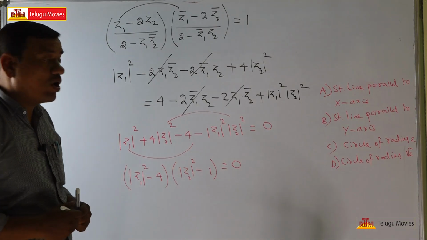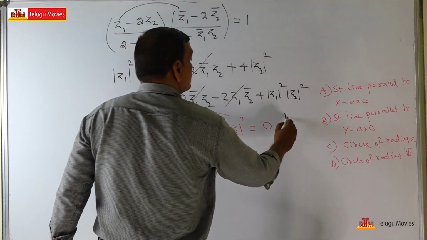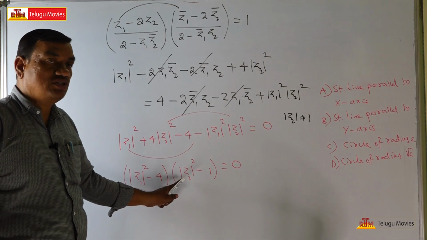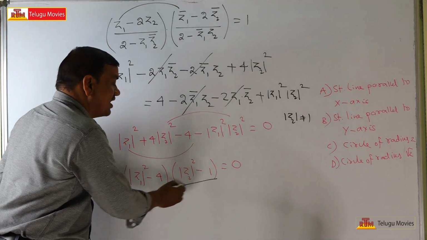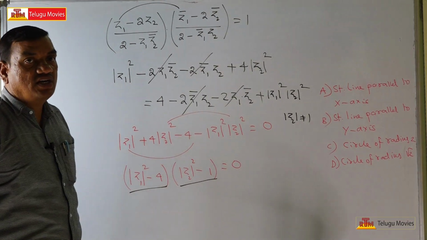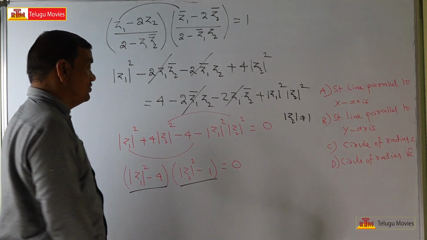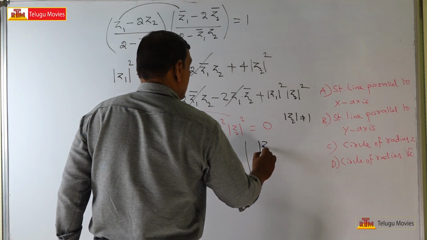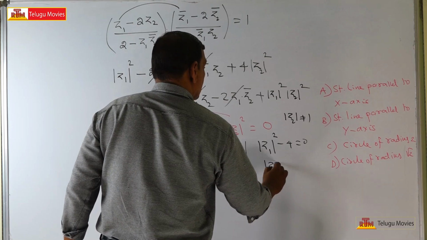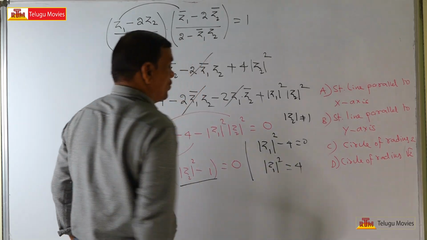Already in the given problem, it is given that modulus of z2 is not equal to 1. That means this factor cannot be equal to 0. Therefore, the only thing is modulus of z1 whole square minus 4 will become 0. That is, modulus of z1 whole square minus 4 is equal to 0, so modulus of z1 whole square is equal to 4.